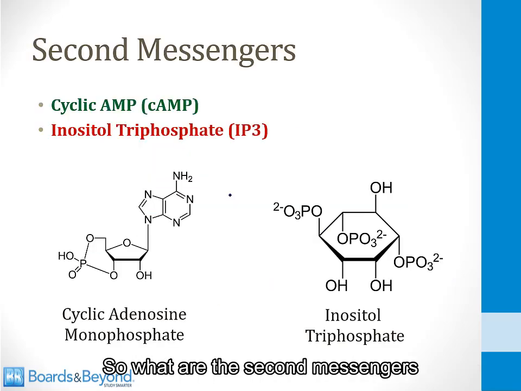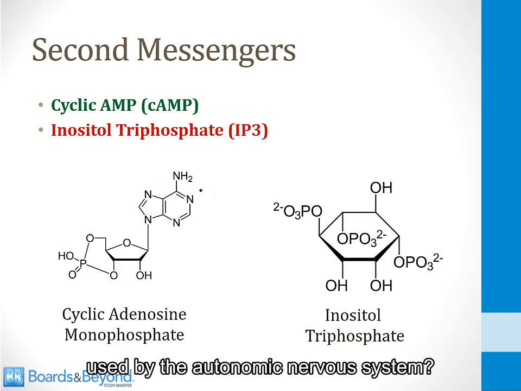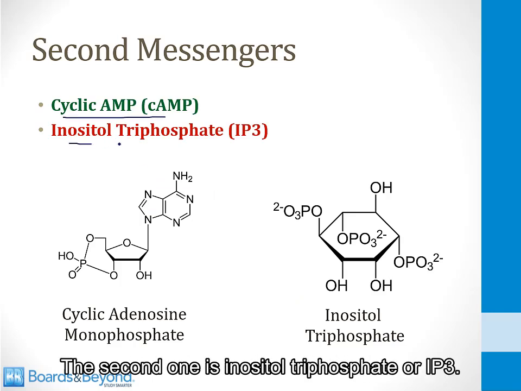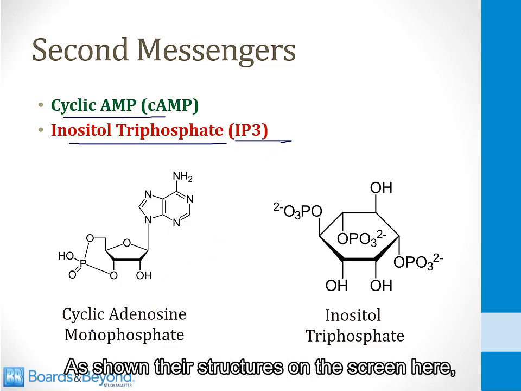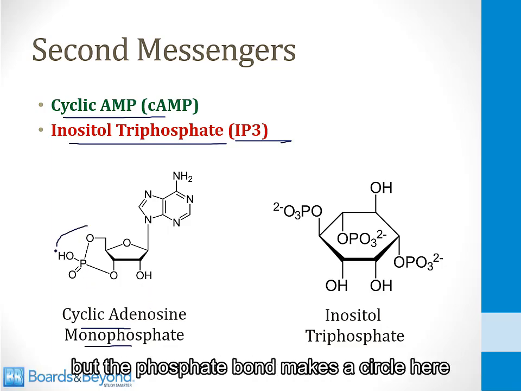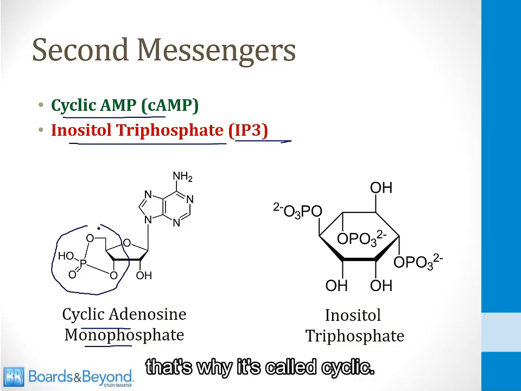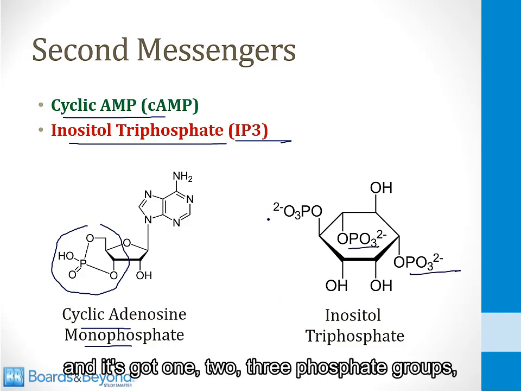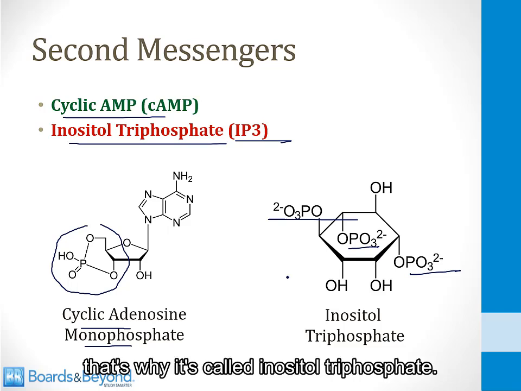So what are the second messengers used by the autonomic nervous system? There are only two of them. The first one is cyclic AMP. The second one is inositol triphosphate, or IP3. I've shown their structures on the screen here. Cyclic AMP is a molecule of adenosine monophosphate, but the phosphate bond makes a circle here. That's why it's called cyclic. Inositol triphosphate also has a ring structure, and it's got 1, 2, 3 phosphate groups. That's why it's called inositol triphosphate.